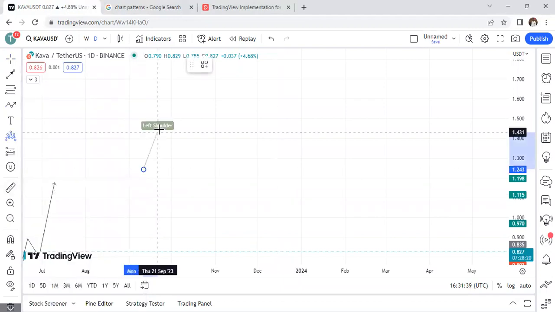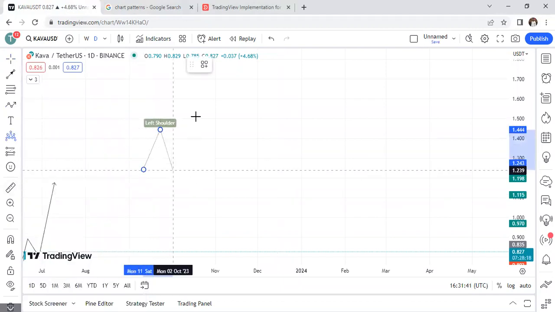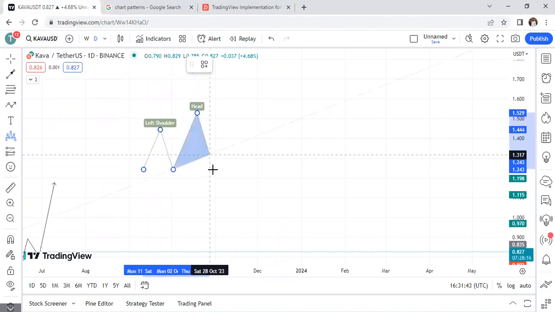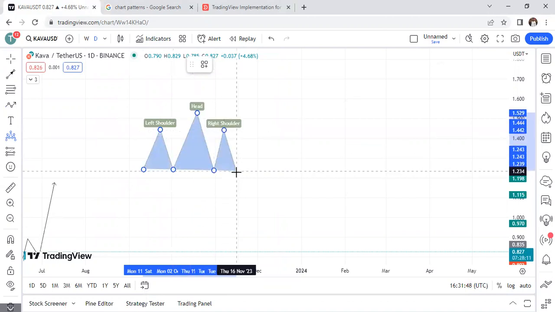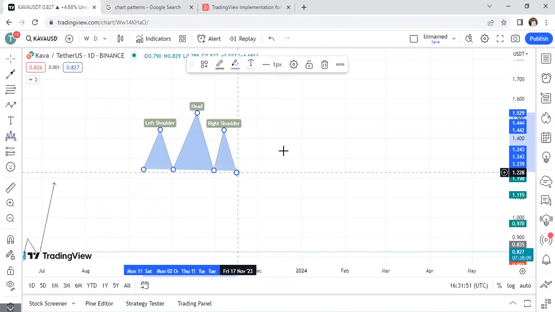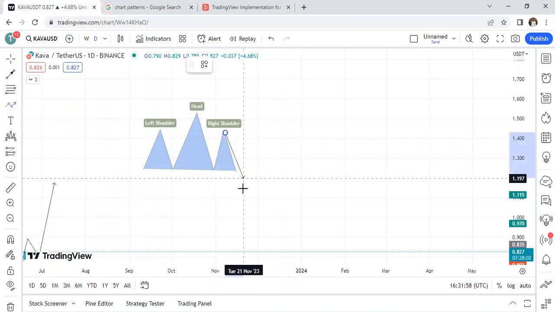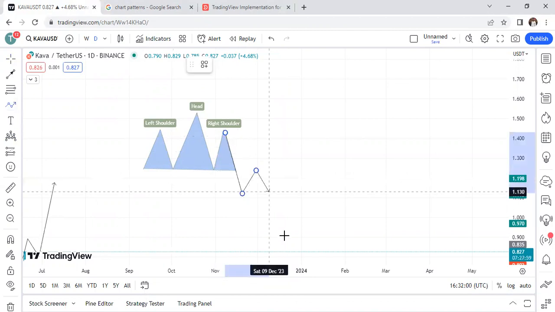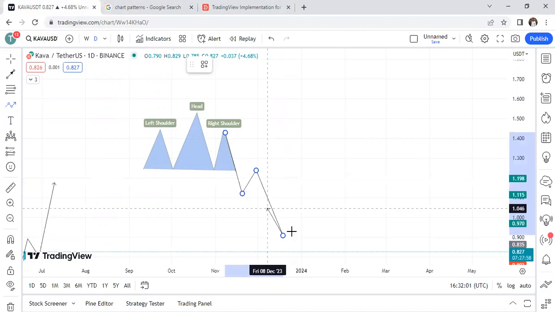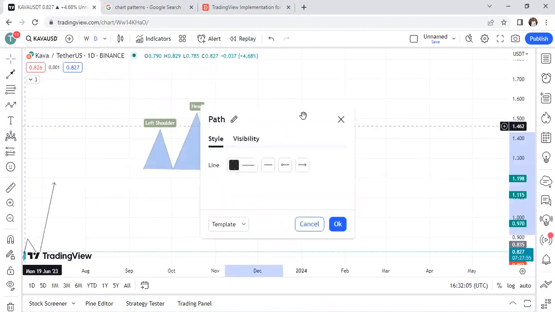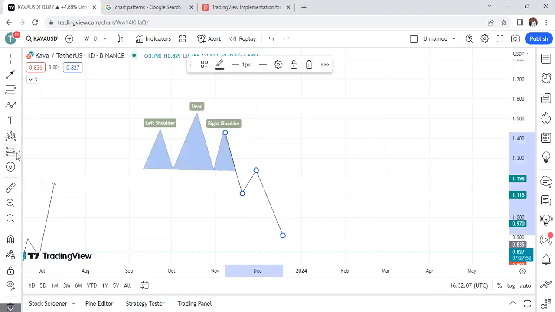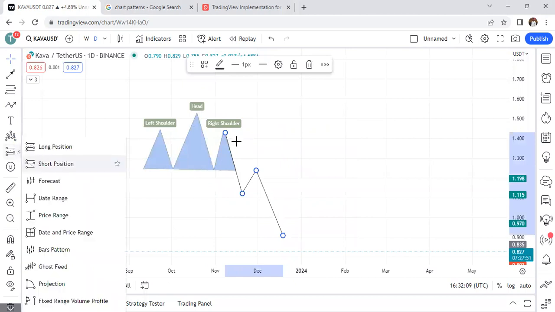So we go like this: left shoulder, head, right shoulder. Why do you think this is it, right? This is head and shoulder. And you say, trade it when you hit here. And what people tell you is, when you break out like this, you take the trade and you drop down. This will be your entry point.